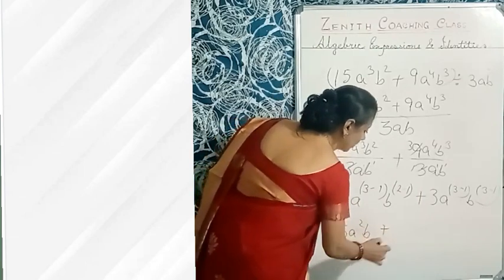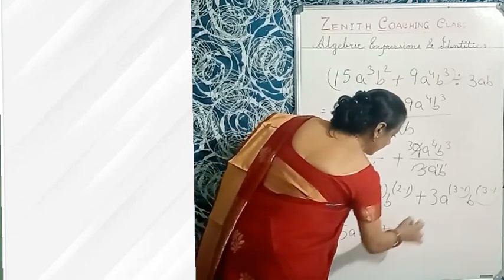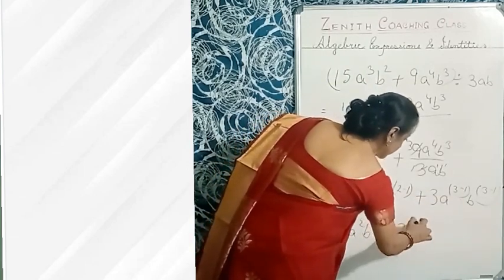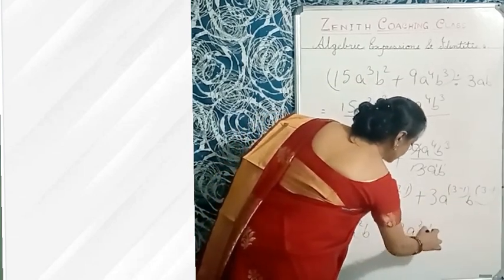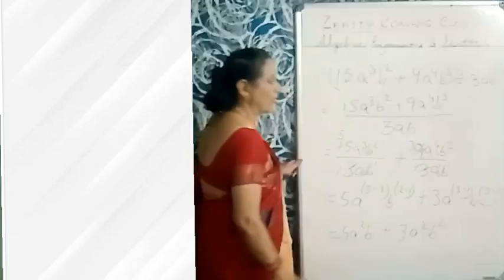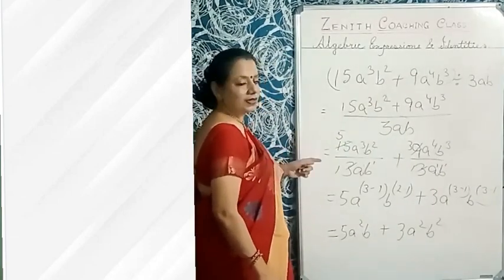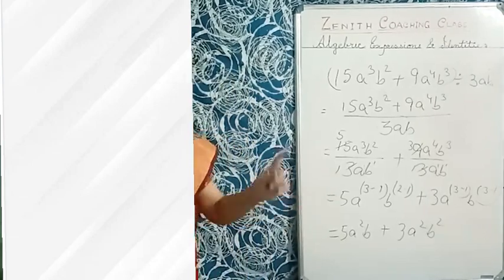Okay. Plus you will write plus 3 a to the power 2, that is a square. b to the power 2, that is b square. So this is the final answer. So let's understand the sum. We will go to the next sum.